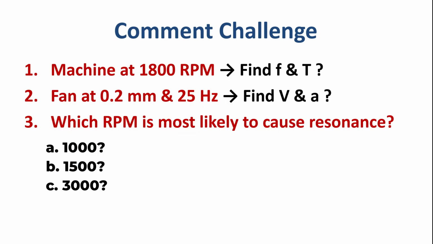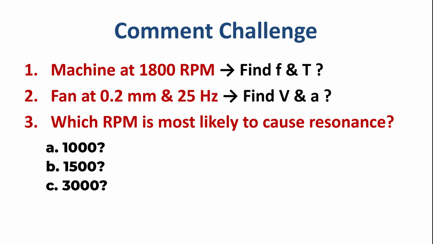Let me give you a kind of a challenge, or a few questions. I hope that you guys will calculate and reply in the comment section, right? The first question for you, please take a note: let's assume that your machine is running at 1800 rpm, and you have to calculate the frequency and time period in the same way that we have calculated now. Question 2: let's assume there is a fan or motor that is vibrating with an amplitude of 0.2 mm and it's running at 25 hertz. For this machine you have to calculate and write the answer in the comments: what is the velocity and what is the acceleration?